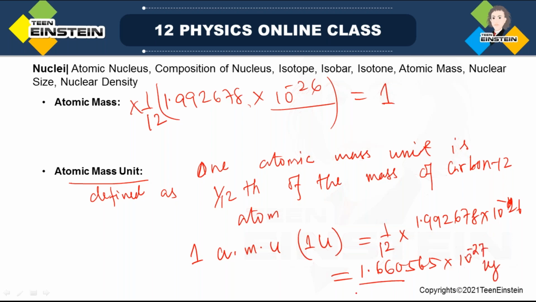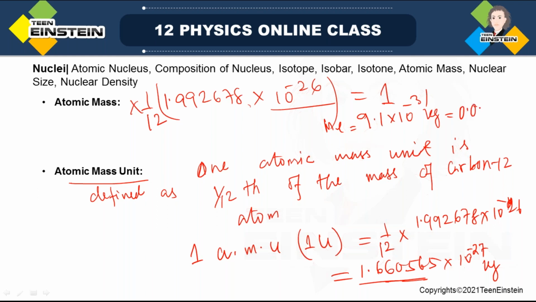27 kg. So we sometimes use up to this, 1.66 into 10 to the power minus 27 kg. And take any mass, like say electronic mass. The mass of electron is 9.1 into 10 to the power minus 31 kg. So this can be expressed in terms of atomic unit if you just divide with this mass. Then you can express this particular mass in terms of atomic unit.